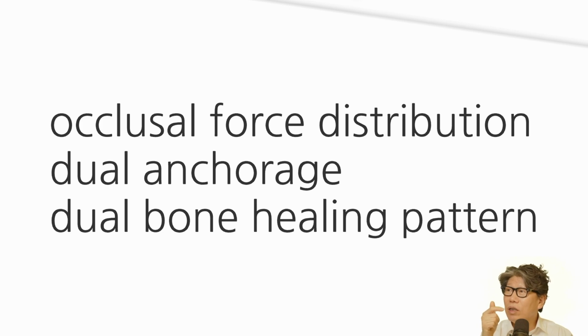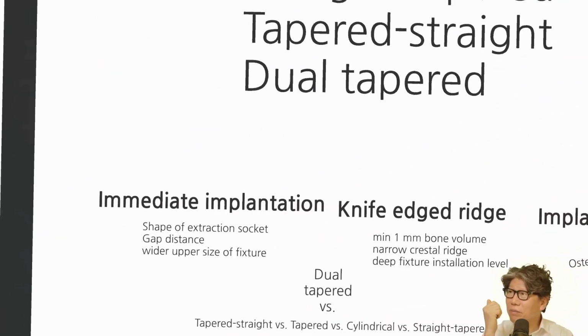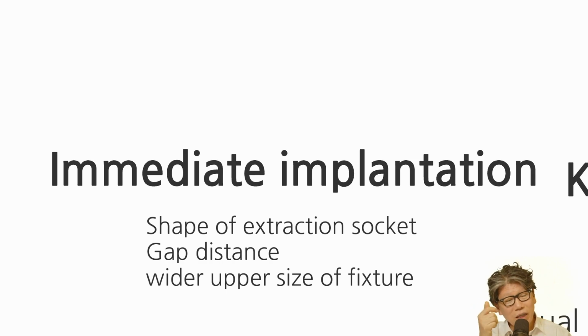This healing pattern is a little different. In areas that have been under pressure, oppositional bone graft occurs, and in areas where relief has happened, callus bone formation develops. Let me explain. I can't say that a certain shape is absolutely good. How do you do it when performing an immediate implant?